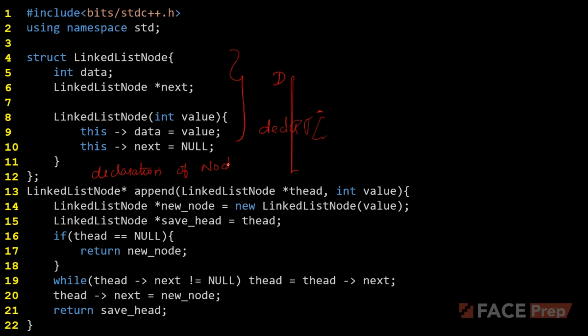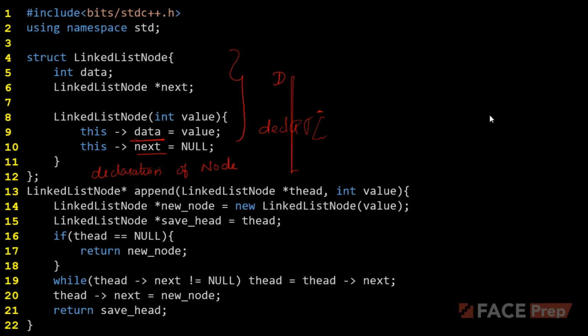So a node has two parts, right? One is the data part and the other one is the address part. Initially the data part will be the value which I got from the user, and the address part will be null. Okay. So using a structure, I'll be declaring the node. Once I have declared the node, after that I can keep on appending.